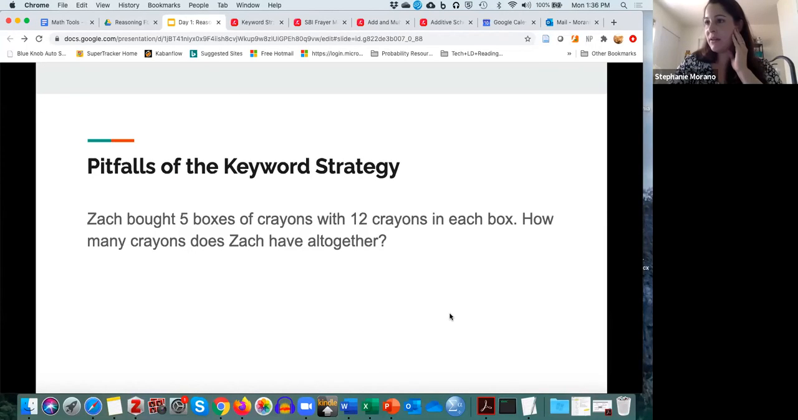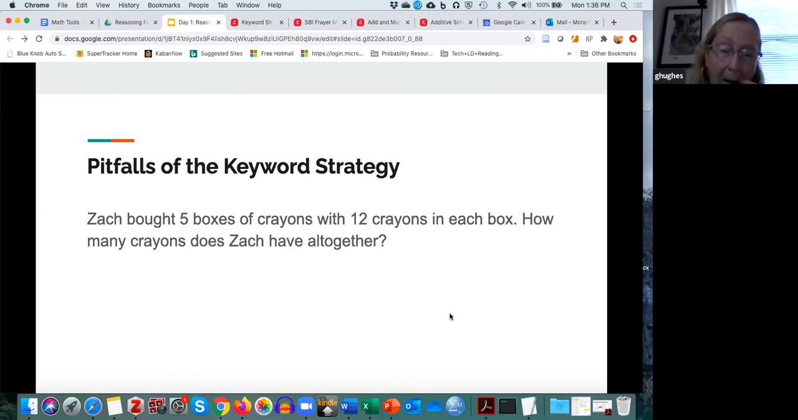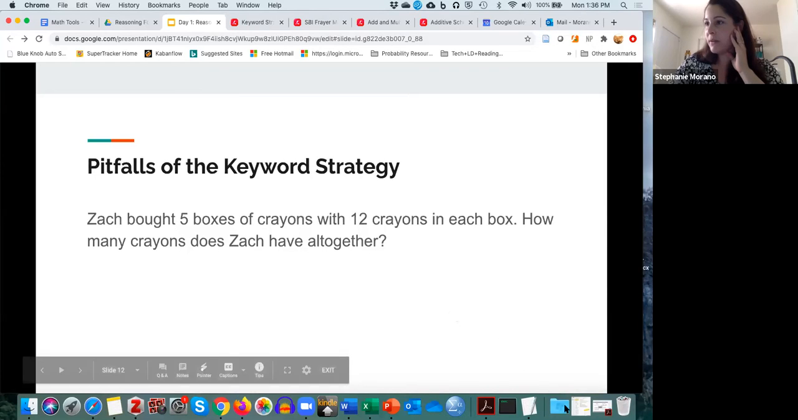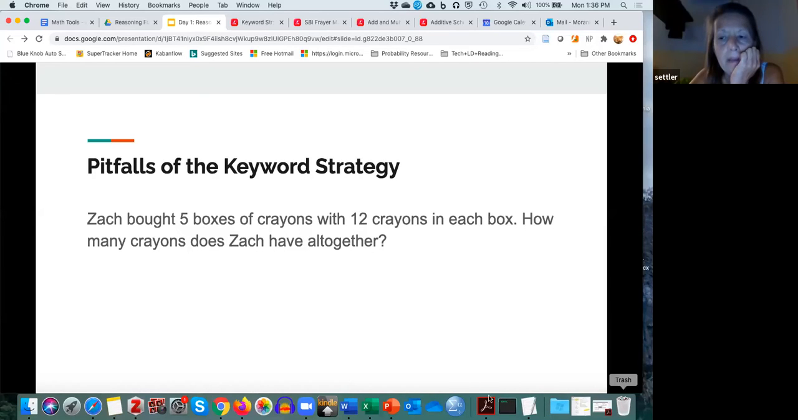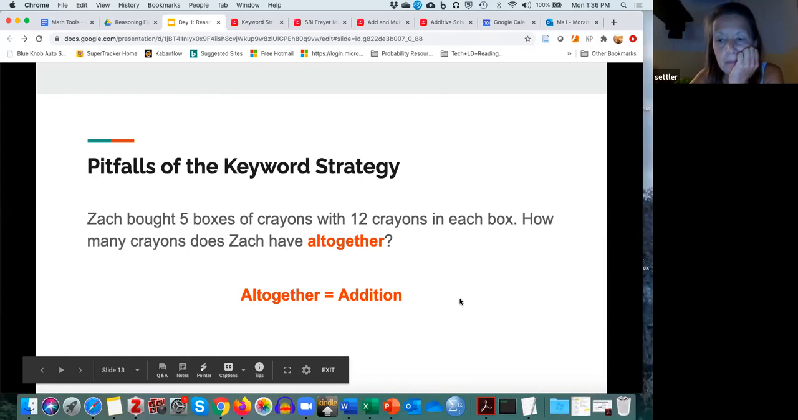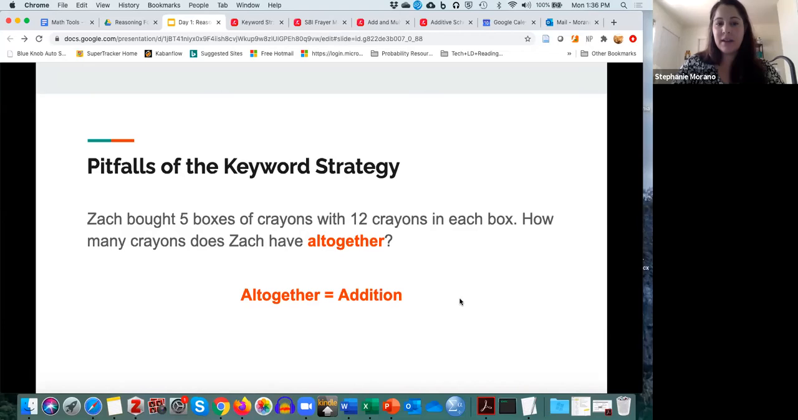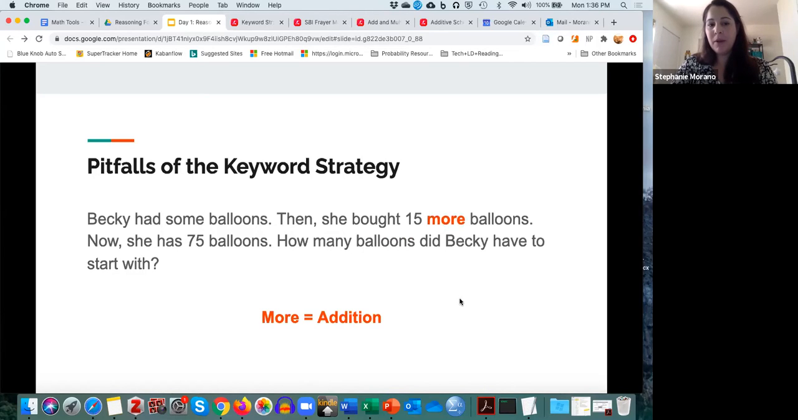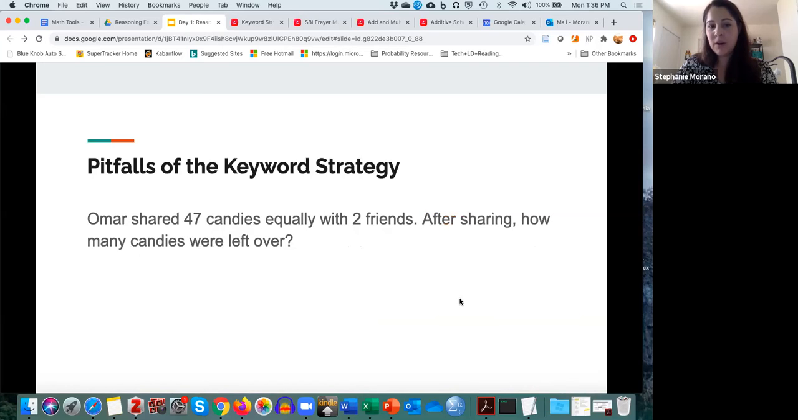Let's really quickly go through these questions. So the first question was about Zach and his crayons. Which operation would the keyword strategy direct you to use to solve this problem? Addition, right? How many would be addition, but it's a multi-step problem. You could use addition, you could use repeated addition to solve this, but a more efficient way would be multiplication, right? So I'm going to just breeze through these problems, but as you would have noticed, the keywords would not have been very helpful for solving this set of problems.